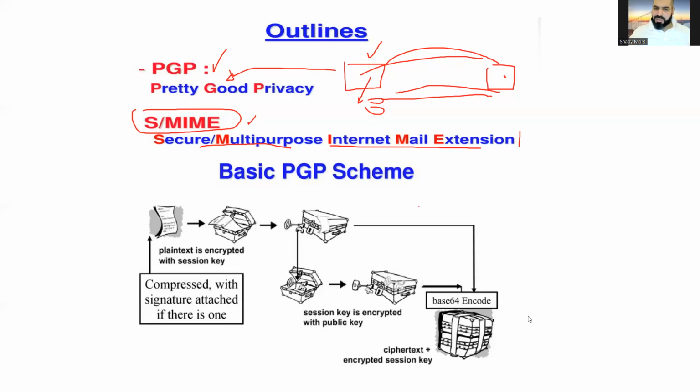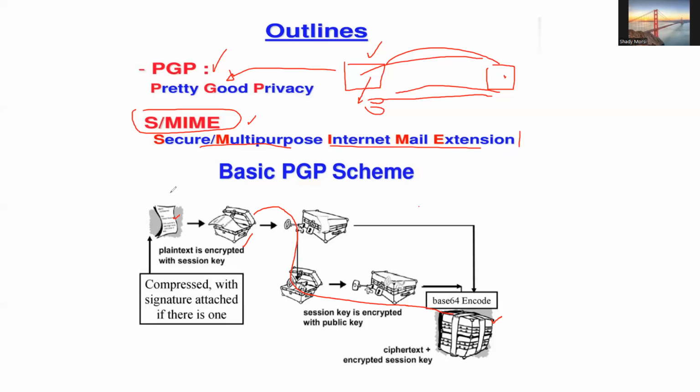So how does this work again? You will have your plain text, and then the plain text is encrypted with a session key. The session key and the plain text will be encrypted using your private key, and then sent over to the client. The client has your public key, so he will be able to decrypt the message and see the content of this message.